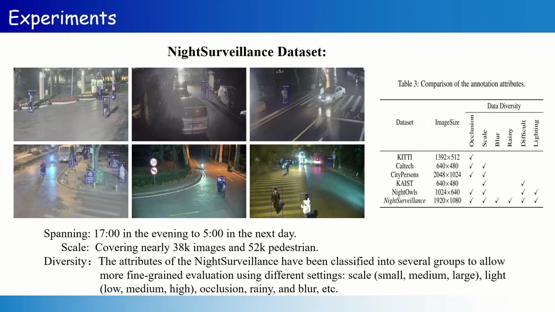Similar to existing datasets, the attributes of the night surveillance have been classified into several groups to allow more fine-grained evaluation using different settings: scale, small, medium, large; light, low, medium, high; occlusion, rainy, and blur, etc.